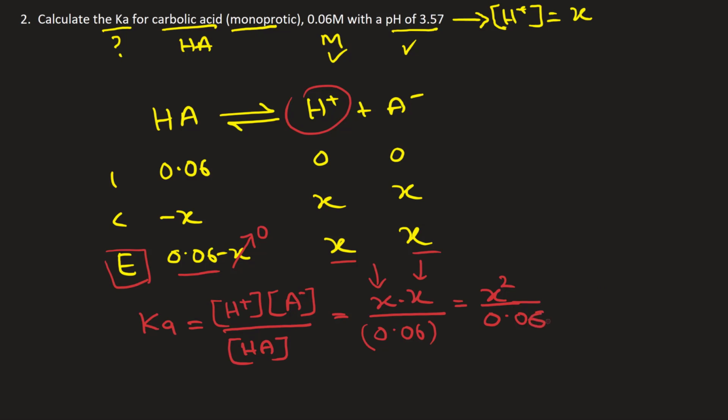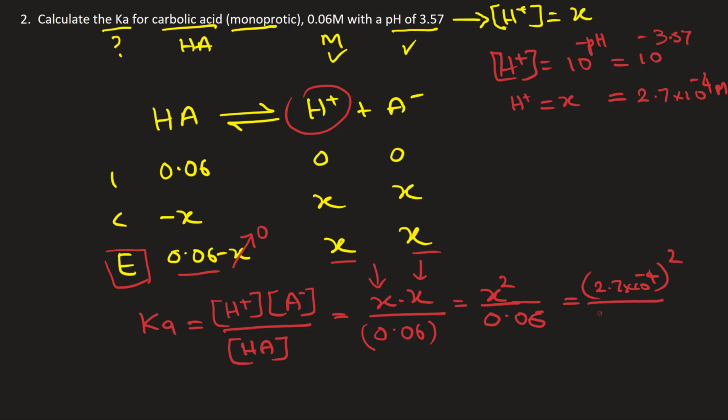And that's the molarity. So X squared over 0.06, and then we get the X from the pH. H plus is equal to 10 to the minus pH, plug in minus 3.67, and plug into the calculator, right? So make sure you have a bracket, 10 to the power minus 3.67. And we should get 2.7 times 10 to the minus 4, and we plug that into the X and square it. So 2.7 times 10 to the minus 4 squared divided by 0.06.